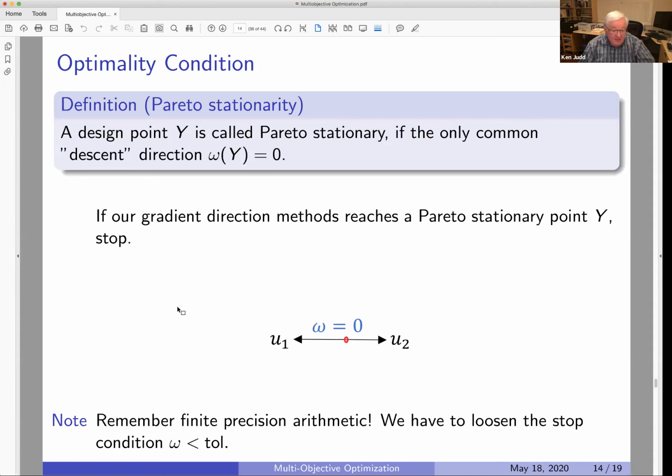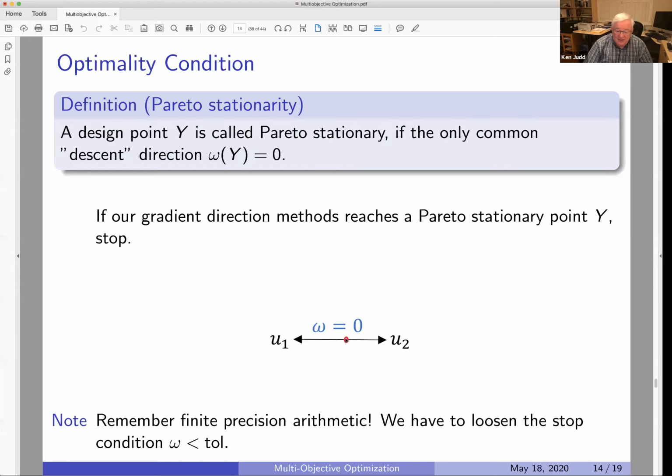So a design point is Pareto stationary if and only if the only common descent direction omega is 0. Now, what does this mean graphically? Well, suppose that you're at a point, some policy, and the u2 vector says to go right, and the u1 vector says to go left. Well, the convex cone of this is nothing but the 0 point.